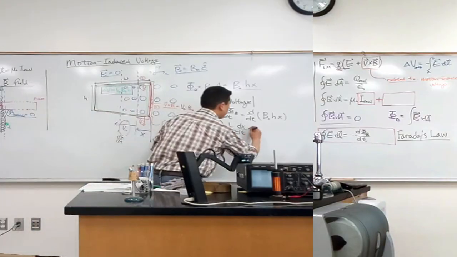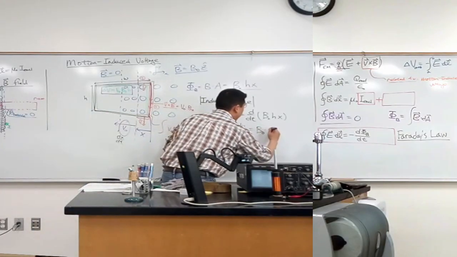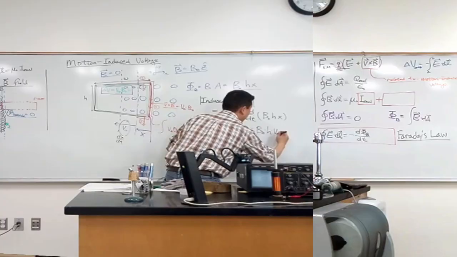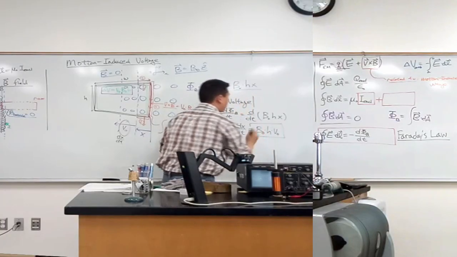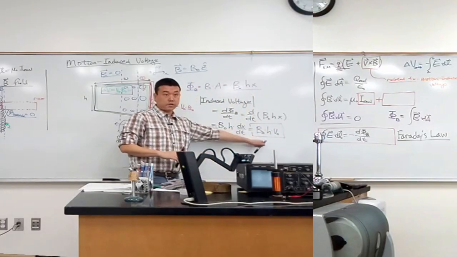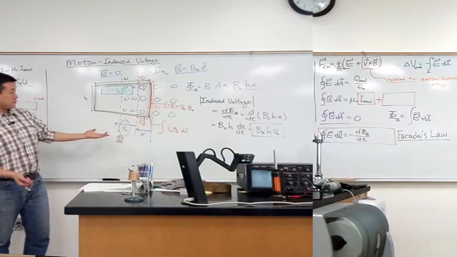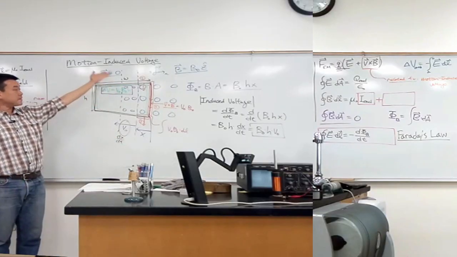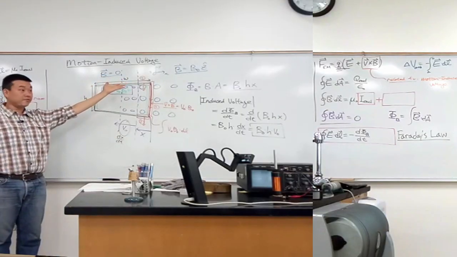So all of that, I get B naught times h times V naught. So this is the magnitude of induced voltage that Faraday's law gives you. Compared to this, oh, it's the same voltage. Same magnitude anyway.